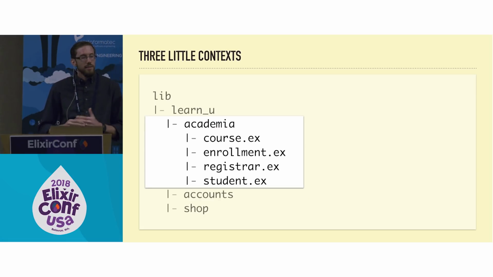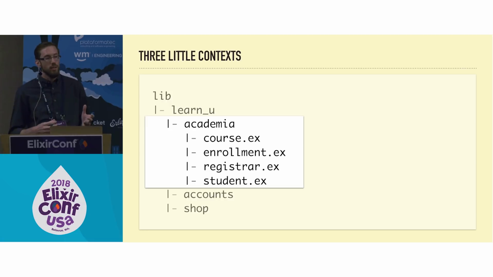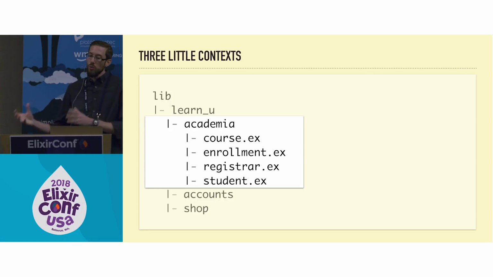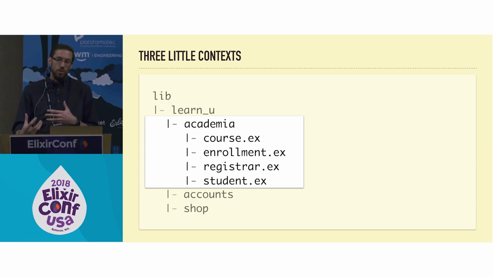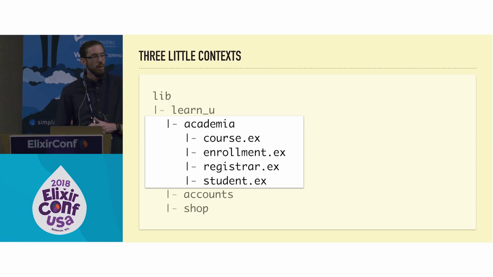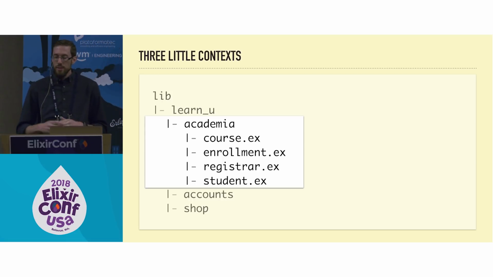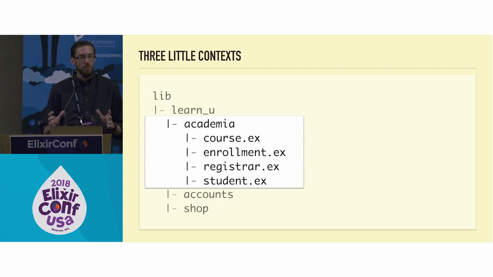The academia context is where a course content lives and is the heart of LearnU. Here live the courses that are offered. Students are enrolled into a course upon purchase through the shop context. A registrar checks for enrollment when a student requests access to view a course's content. This context consists of all the things pertaining to the coursework part of LearnU.